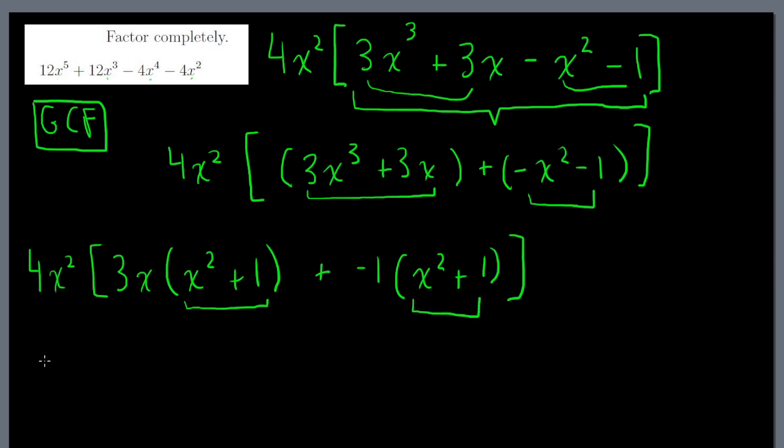So we get to rewrite this as 4x squared times x squared plus 1, taking this and dividing this by x squared plus 1. So you're left with x squared plus 1. What's left after this? We're left with this at the end. This is factor by grouping.